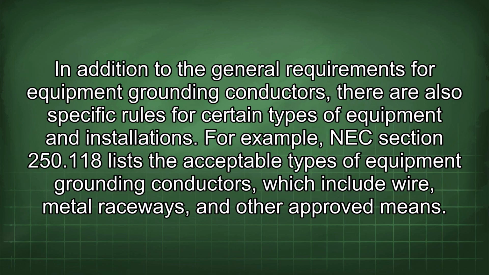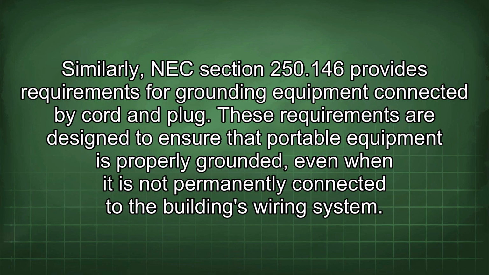In addition to the general requirements for equipment grounding conductors, there are also specific rules for certain types of equipment and installations. For example, NEC section 250.118 lists the acceptable types of equipment grounding conductors, which include wire, metal raceways, and other approved means. Similarly, NEC section 250.146 provides requirements for grounding equipment connected by cord and plug. These requirements are designed to ensure that portable equipment is properly grounded, even when it is not permanently connected to the building's wiring system.